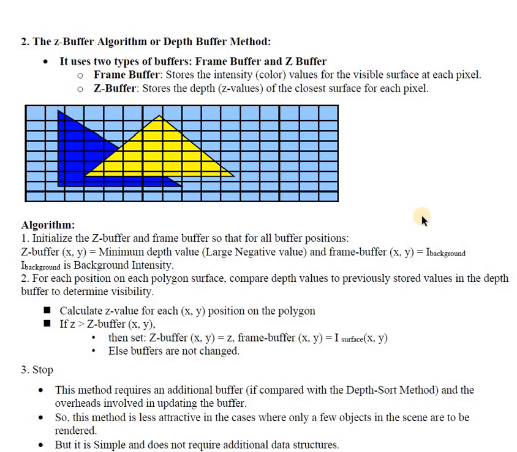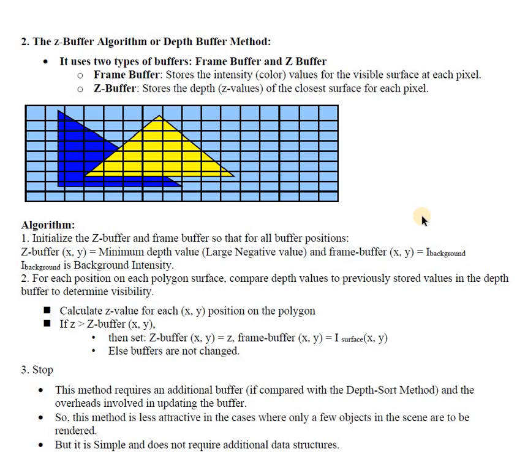First of all, we initialize the values of z buffer and the frame buffer. The initialization happens as follows. Z buffer we initialize with the minimum depth value or a very large negative value, and the frame buffer we initialize to the intensity of our background. So in this case it will be light blue color.